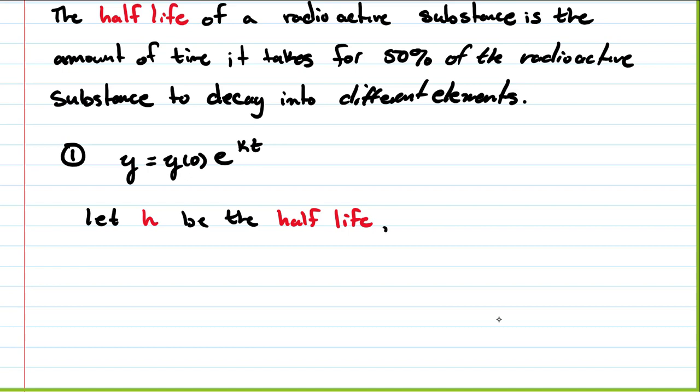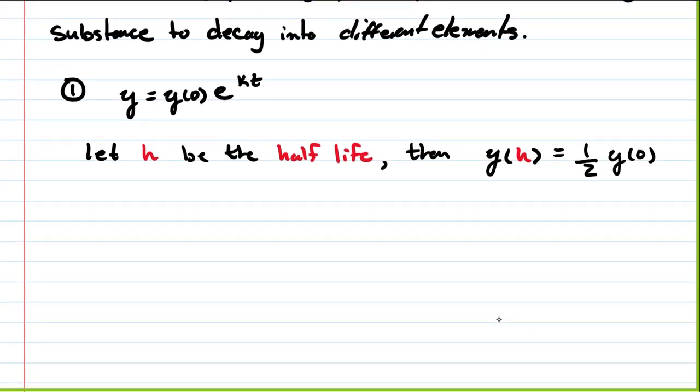Then we know the following. Y of h would have to equal what? Well, the half-life says we have 50% of what we started with. So y of h would have to be 1/2 times the starting amount, right? If we started with y naught, we don't know what that is, but we know after 1 half-life, by definition, we would have 50% or half of it. So y of h has to be 1/2 y naught. This gives us the ordered pair h, comma, 1/2 times y of 0.